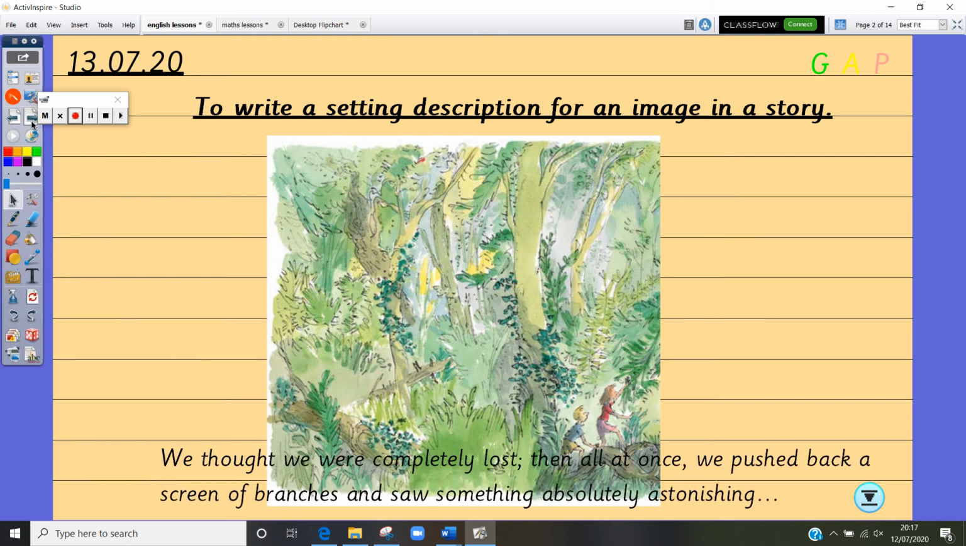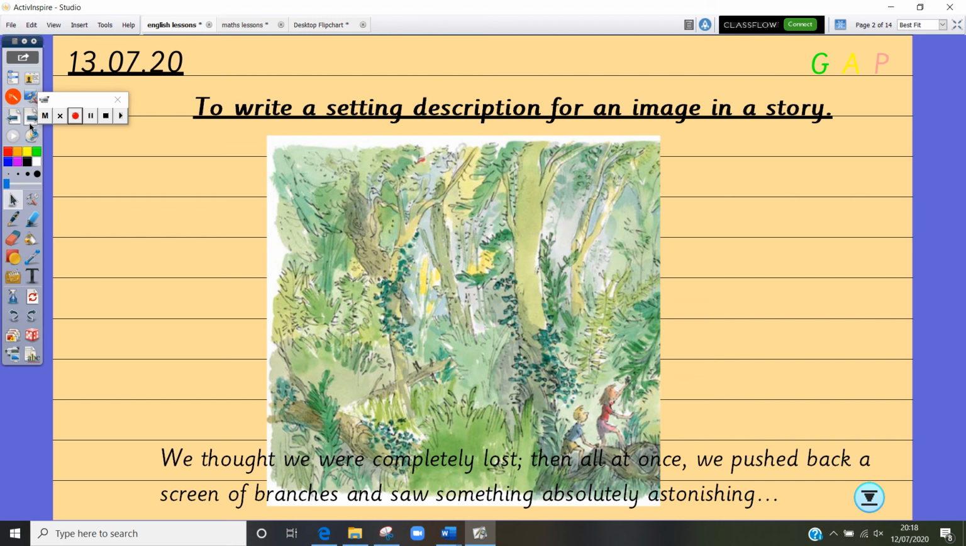Before we look at the description, I want to read a tiny little snippet of the book to you. It said, "We plunged deeper and deeper into it. We thought we were completely lost. Then all at once, we pushed aside a screen of branches and saw something absolutely astonishing." Now, I'm not going to reveal what that is. In fact, I'm not going to reveal it at all in today's lesson. So you'll have to wait in suspense till tomorrow.